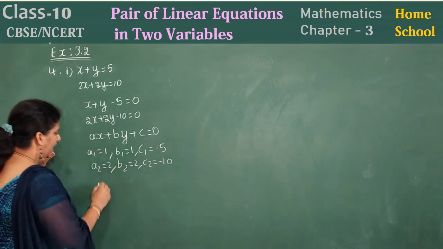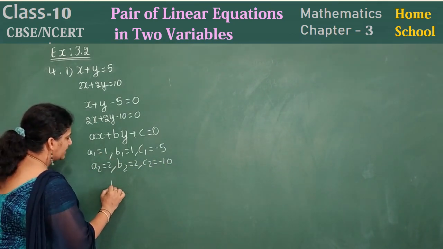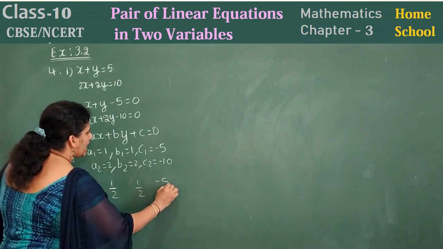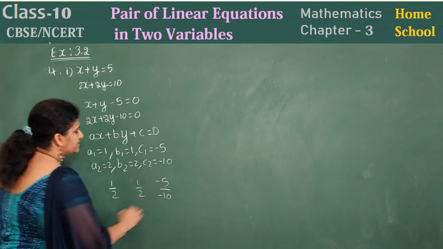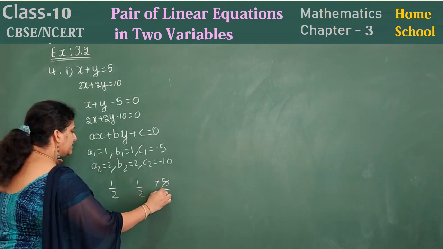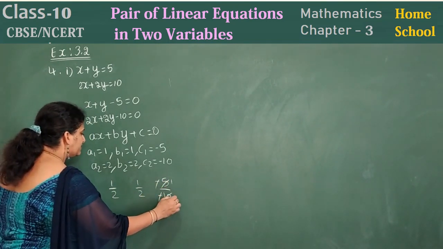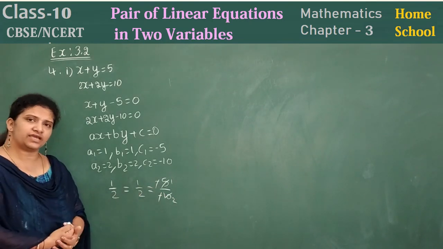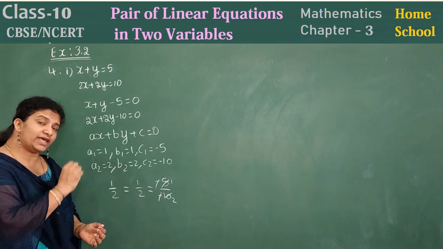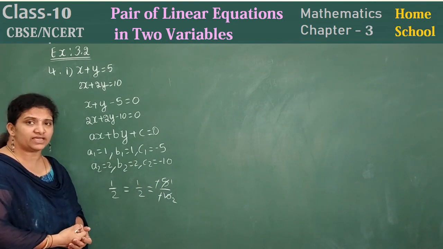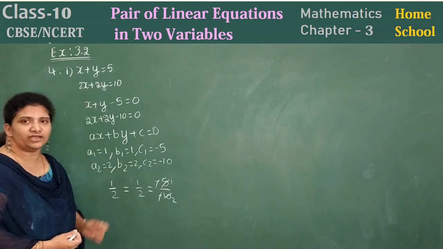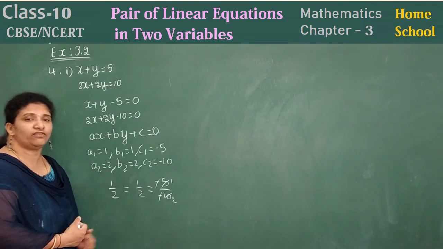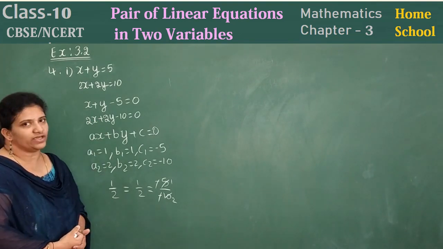Okay. So now see the ratios here: A1 by A2, B1 by B2, and C1 by C2. What happens? Minus cancels. 1 by 2, 1 by 2, 5 by 10 is 1 by 2. Therefore, all the ratios are equal, children. If all the ratios are equal, what can you say? Therefore, the pair of linear equations will be coincident.